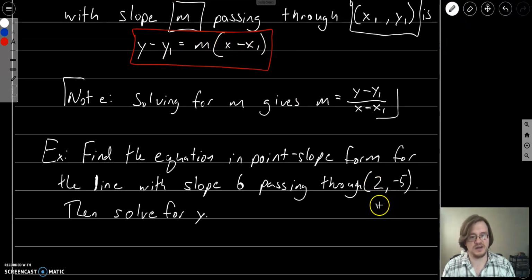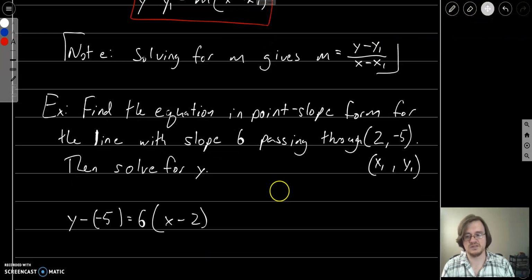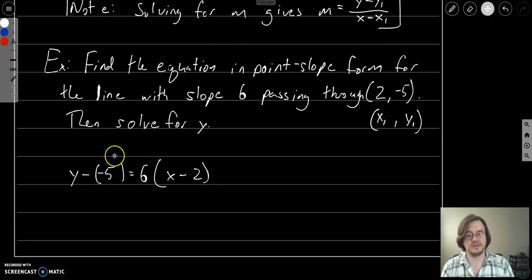So our point here, I'm just going to call this our x1, y1. So we have all the ingredients. We know y1 and x1, and we know m. So we can just plug it in. So our formula is going to be y minus y1, which is negative 5, equals m, which is 6, times x minus x1, which happens to be 2. So here's the equation for the line that passes through this point.